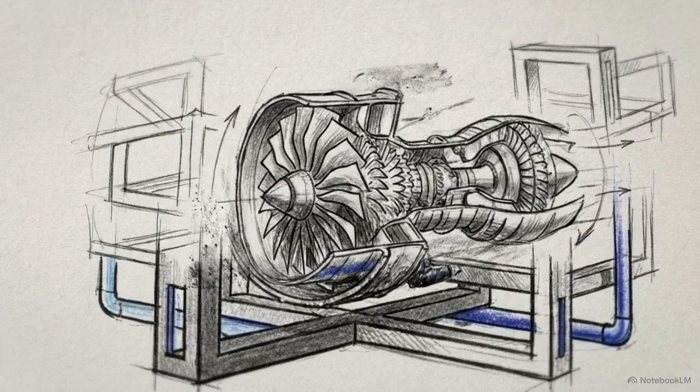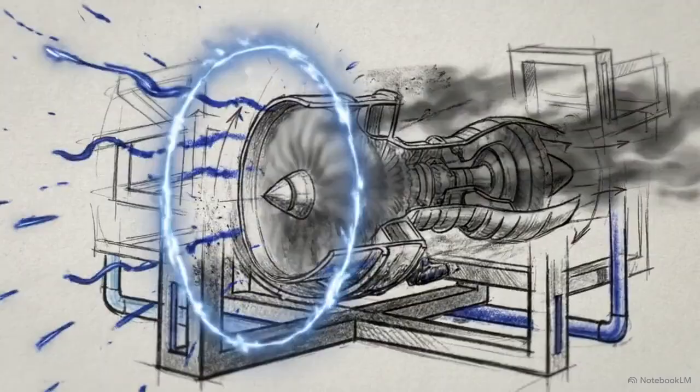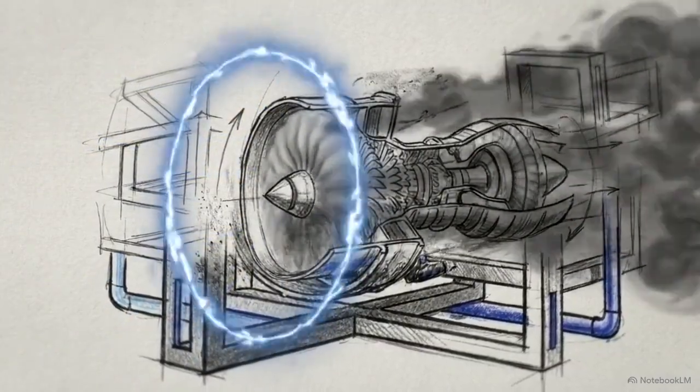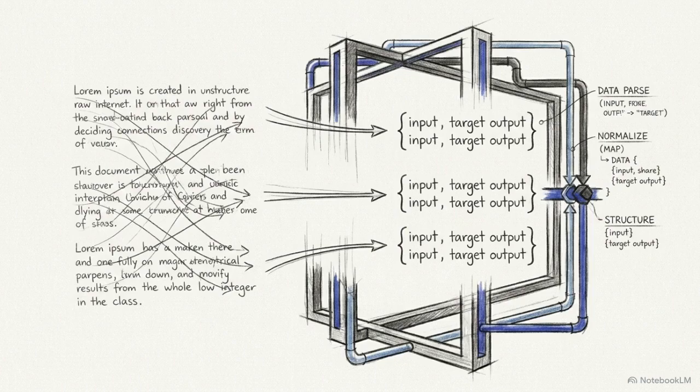A base large language model is essentially a massive, high-powered statistical engine. It predicts the next word, spinning out raw text, without specific direction. To steer that raw power toward useful, safe behavior, we use post-training data. The effectiveness of this post-training phase relies completely on how we structure the information we feed.